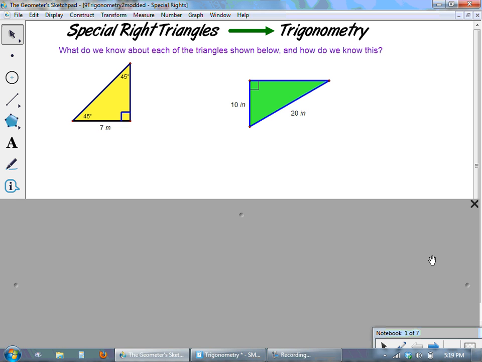Alright, so we're going to take a look at what we talked about yesterday, special right triangles, and how that leads into trigonometry. So we looked at two special cases of right triangles yesterday. We looked at 45, 45, 90 triangles and 30, 60, 90 triangles.